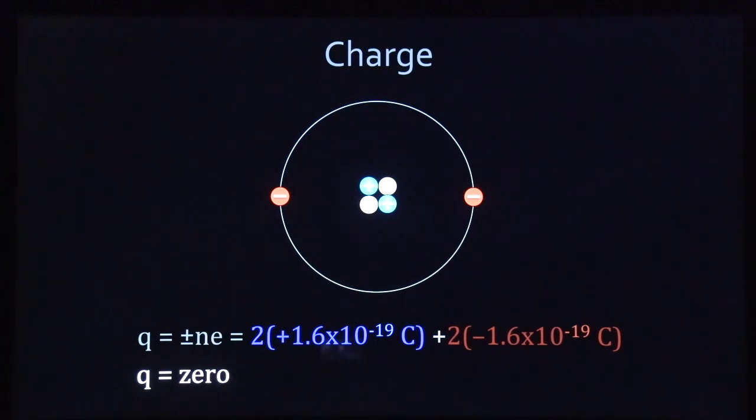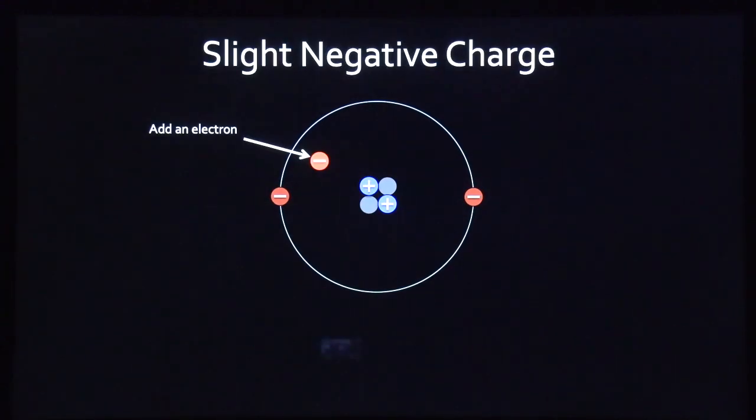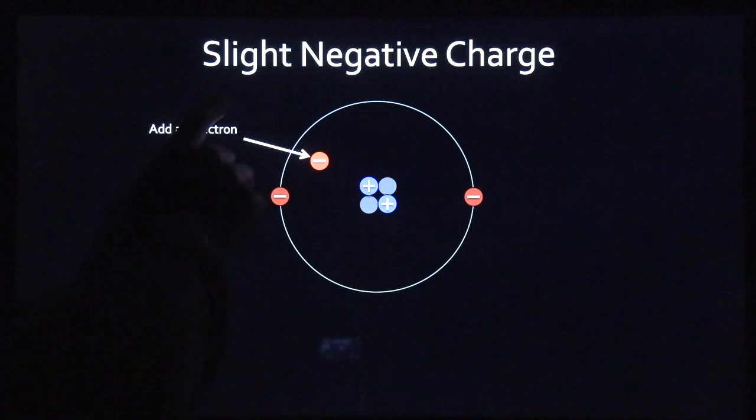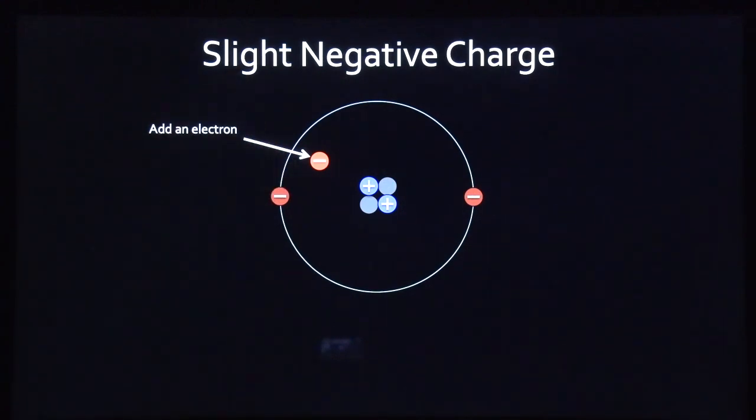But how do I make a charge? How do I charge it up and upset that balance? What I could do is add an electron. So this would make a slightly negative situation. Now, one thing I want to point out is helium is a noble gas, so the chemistry is wrong here.